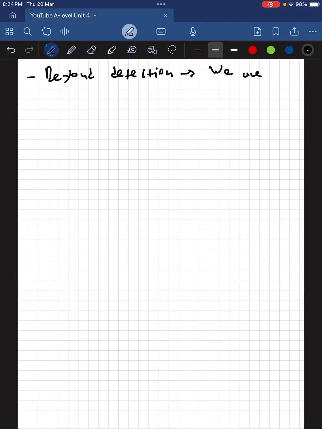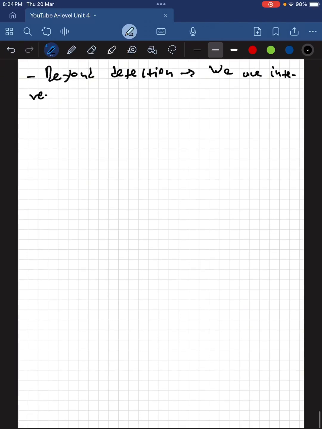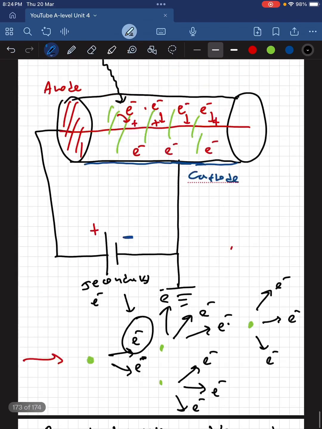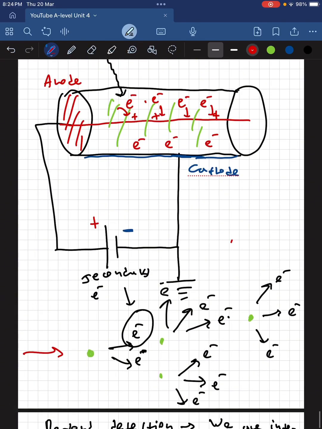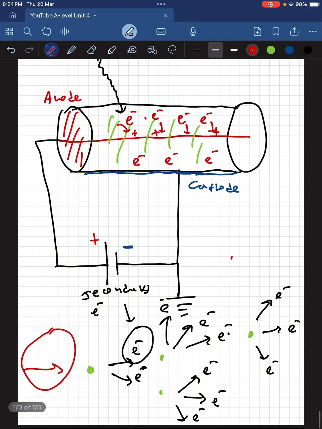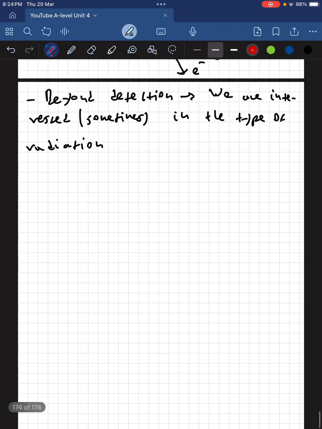Sometimes we are interested in the type of radiation, and I'm talking about the initial radiation. With this type of arrangement, this tube filled with gas, you can figure out that there is radiation, but whether this radiation is alpha, beta, gamma, or nuclei, you cannot know. But sometimes you want to know.